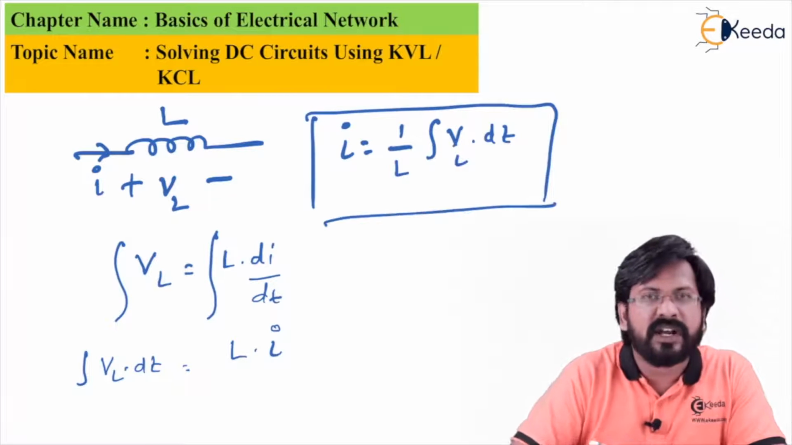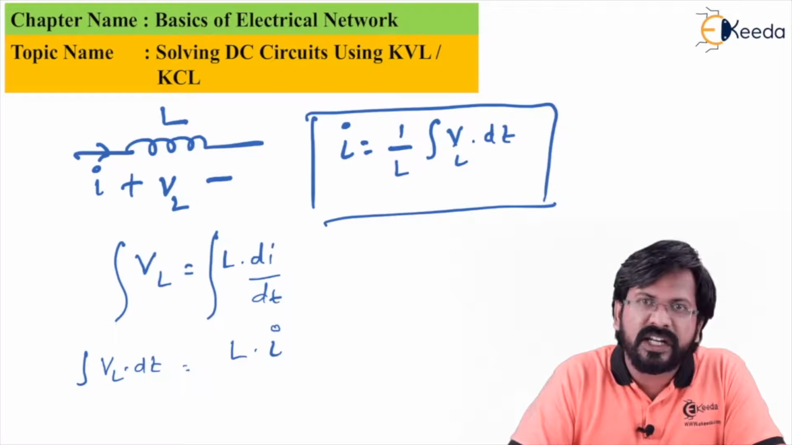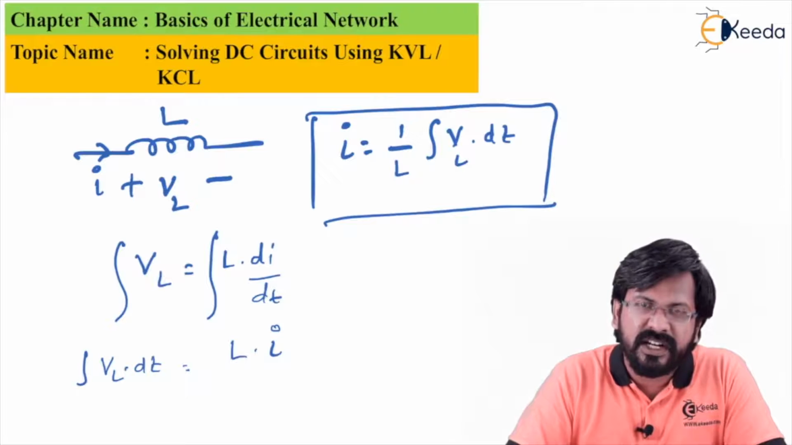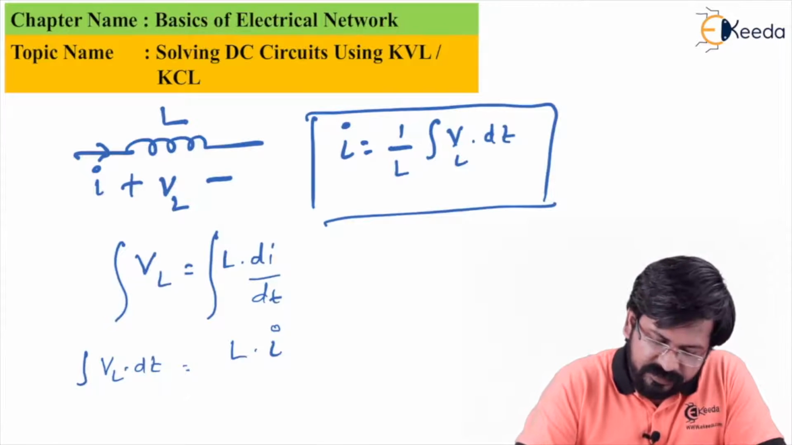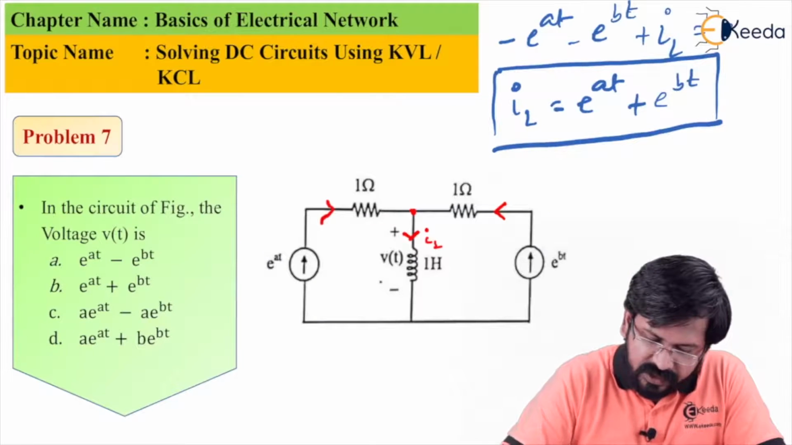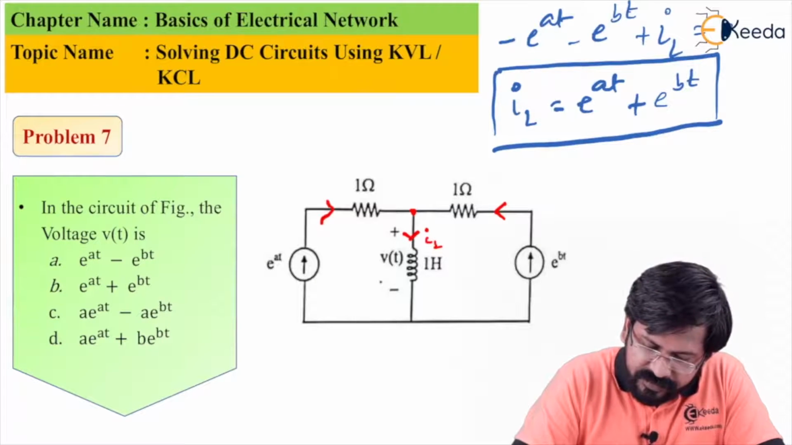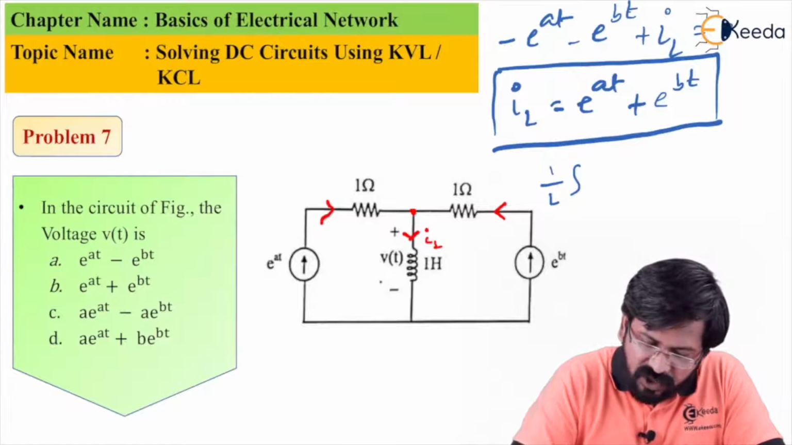So whenever you want current through an inductor, this is the standard expression. Current through an inductor is always 1 by L, where L is the inductance in Henry, integrating VL dt, where VL is the voltage across the inductor. So going back to the previous slide, now I can replace this IL with 1 by L integration of the voltage across the inductor, in this case V of t.